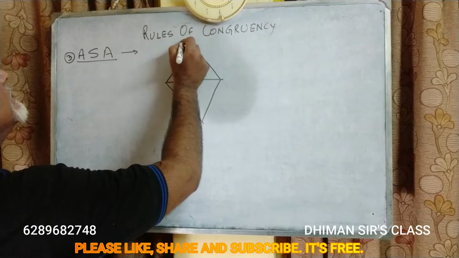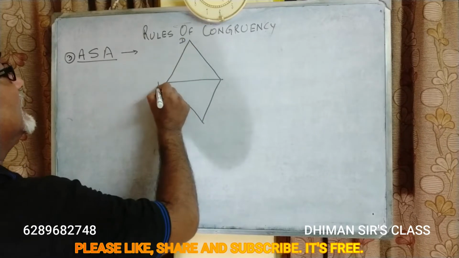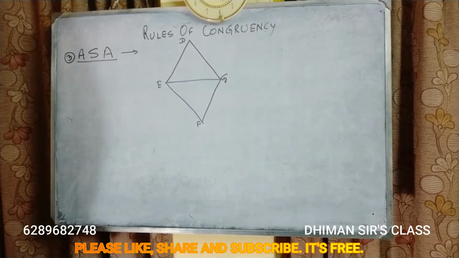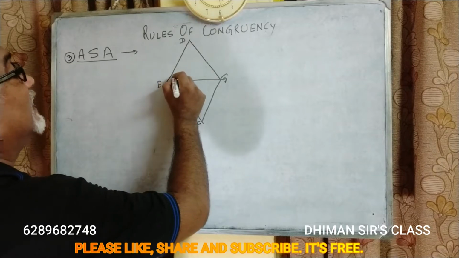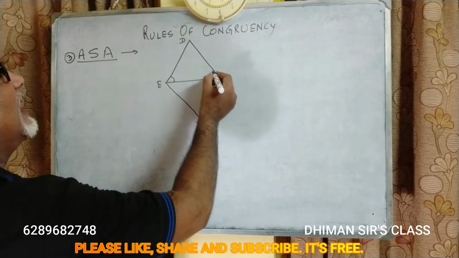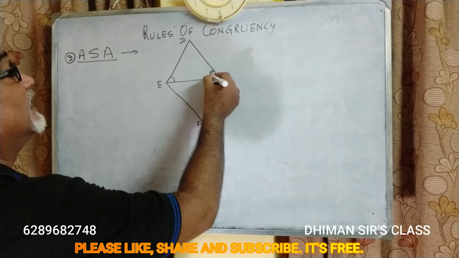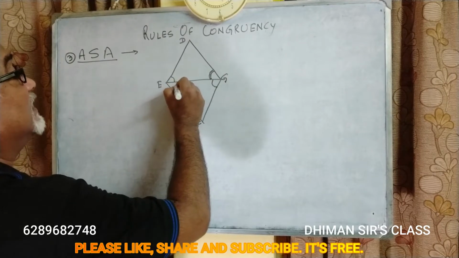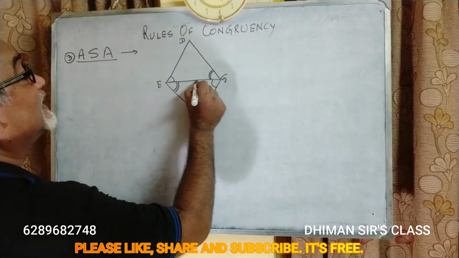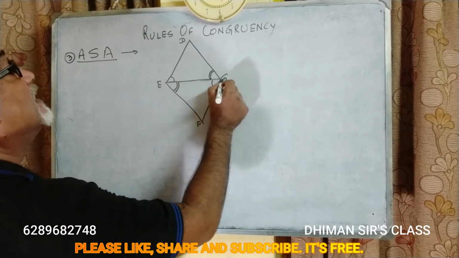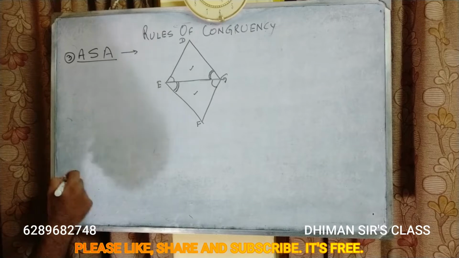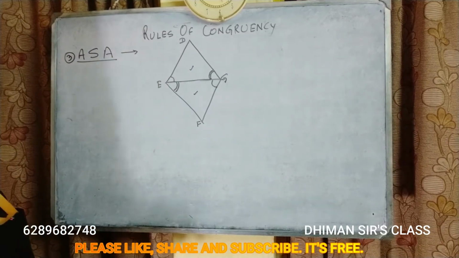let this be D, E, F, G. Now, this angle is equal to this angle, and this angle is equal to this angle. Okay, and see, this side is the common side between this triangle as well as this triangle. Okay, students? So, which rule will be applicable here?